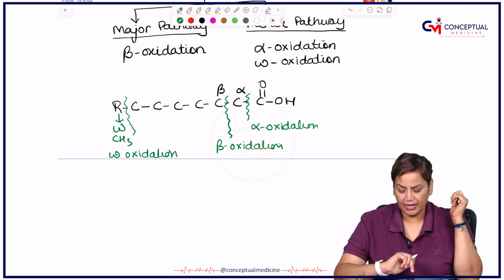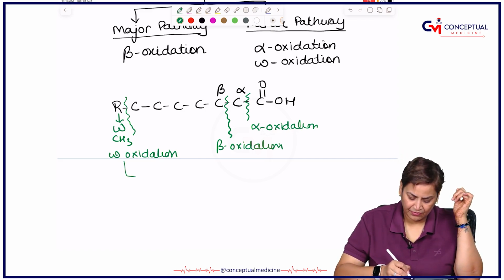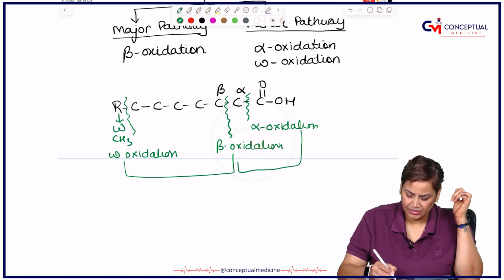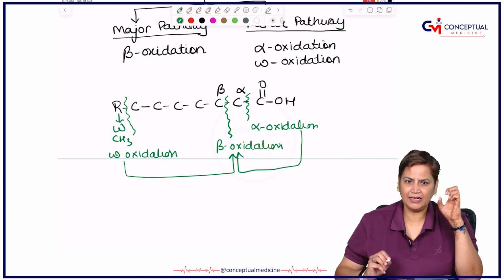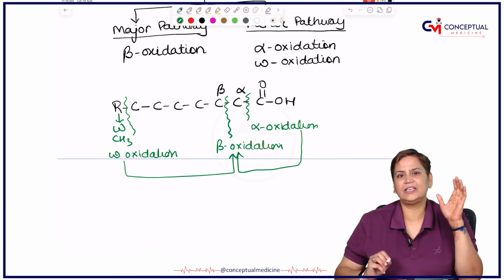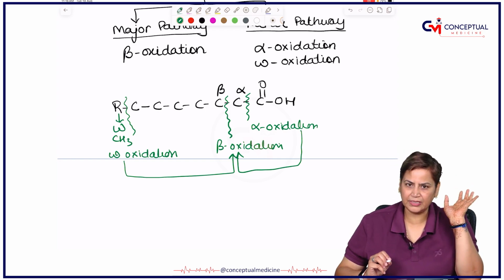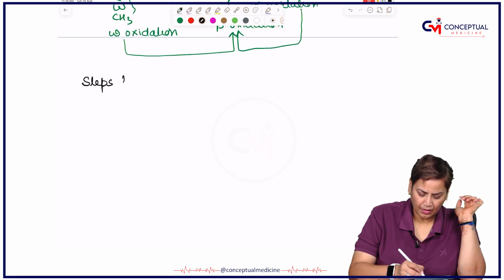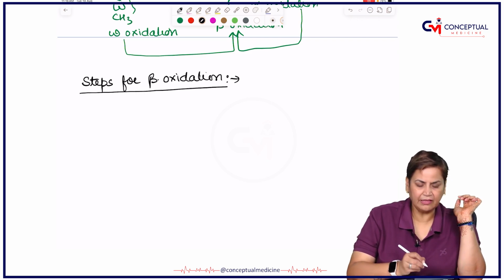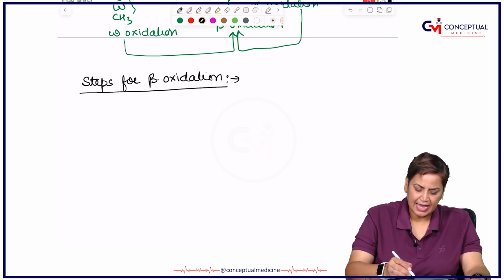Now, whether it is omega or alpha, the major pathway of oxidation is beta oxidation. Very, very important. So we can say that the major pathway of oxidation of fatty acid is beta oxidation, which takes place in the mitochondrial matrix. Now, what are the steps for beta oxidation? For beta oxidation, first of all, we have to activate the fatty acid. So the first step is activation of fatty acid.